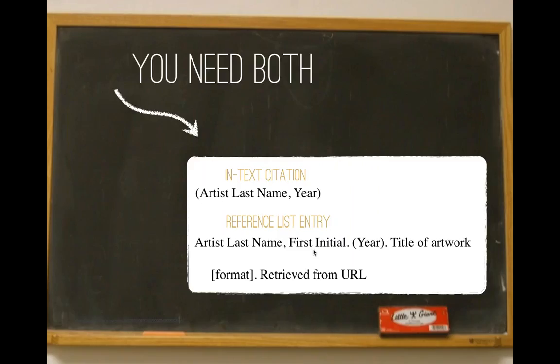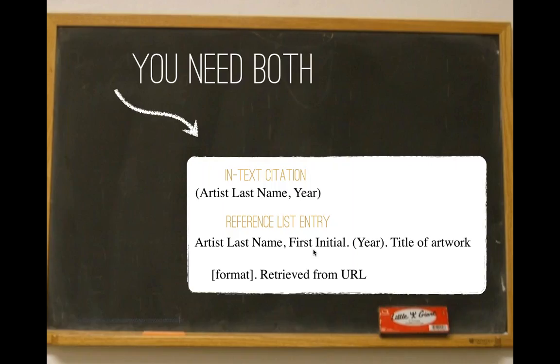If you're referring to a specific piece of media in your paper, then you need to cite it in APA style using both an in-text citation and your reference list. This is the sample citation for an image. You have the artist's last name and the year for the in-text citation. And then the reference list entry, you do the artist's last name, the first name's first initial, the year, the title of the piece, the format, and then you're retrieved from with the URL.